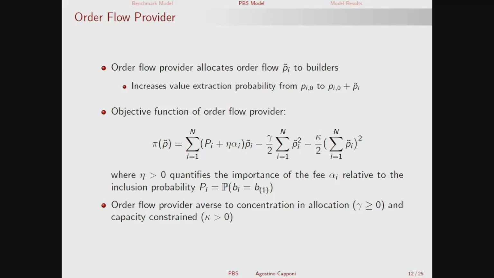And the objective function of the order flow provider is given by this quantity here, which captures the value for the order flow provider of selecting a transaction which has a high probability to be included. So this capital Π is the probability that builder i will be the winning builder, and η is the rebate fee that the order flow provider gets from builder i. If this quantity is large, it means that they are selecting a builder which is good. Then the other two terms capture aversion with respect to concentration. You don't want to allocate order flow only to the same builder. And the last term captures a capacity constraint, the fact that the order flow is limited.